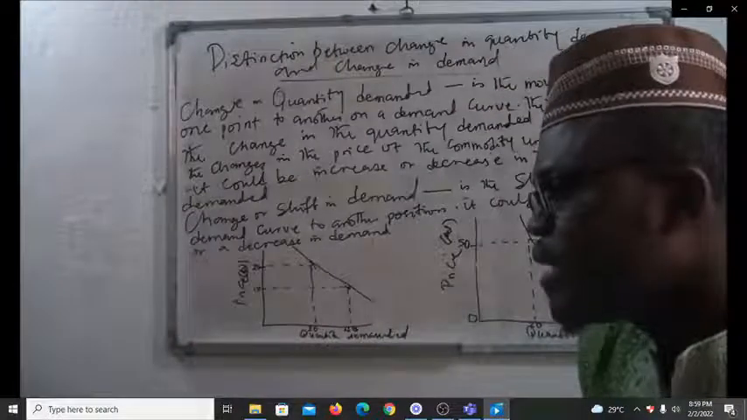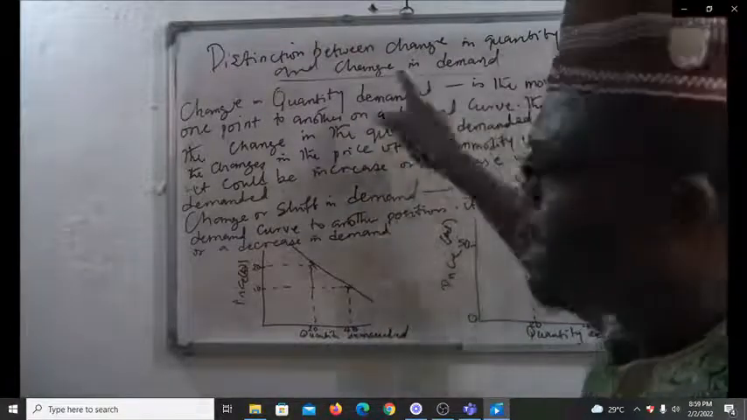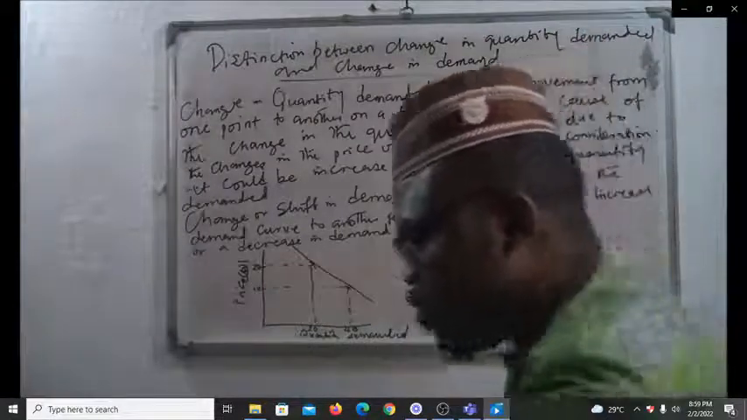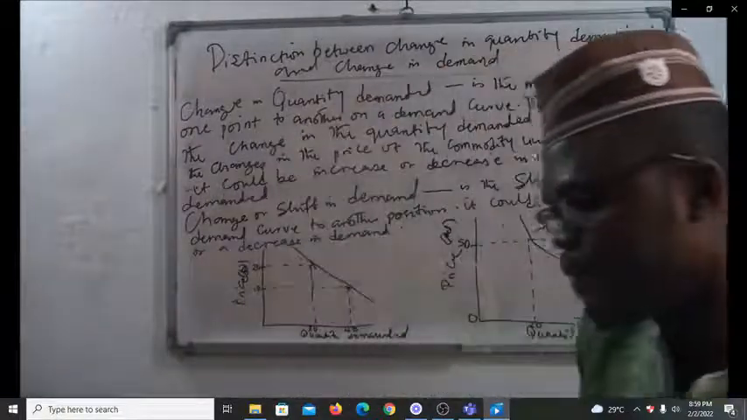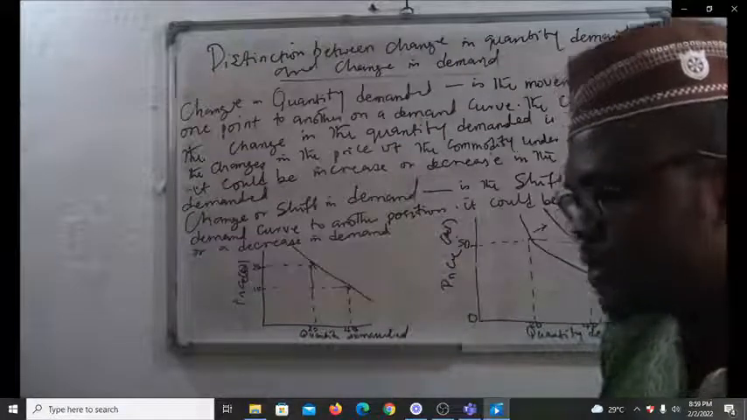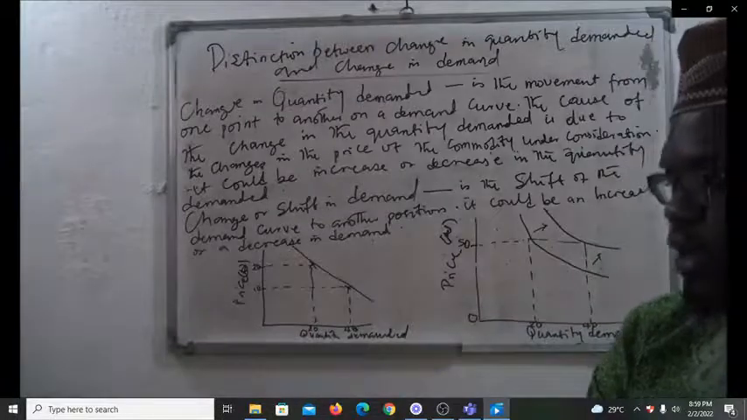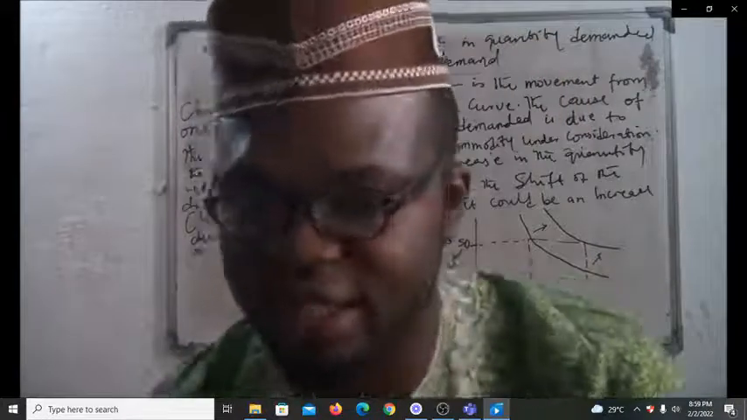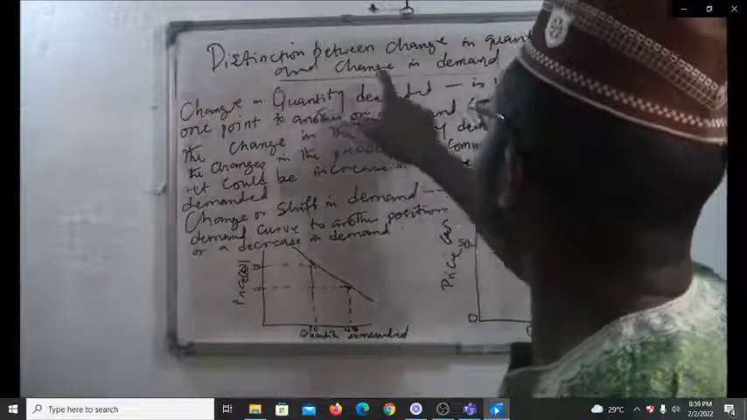You understand? But looking at it, when somebody tells you about change in quantity demanded and change in demand, you will think that both of them are the same thing, isn't it? Change in the quantity of the clothes you're demanding and change in the demand for clothes. The two of them, technically in economics, are not the same thing. Is that clear? And we are going to learn the difference between the two.